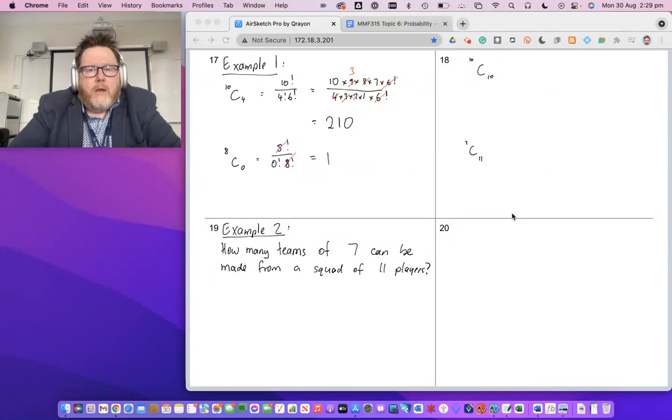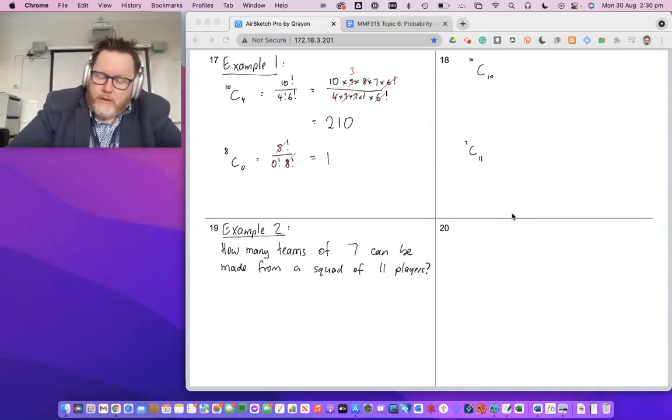Okay, 10C10 and 2C11. Pause the video, have a go at doing them longhand, confirm with your calculator, see where you go. Okay, hopefully you paused the video and did that.